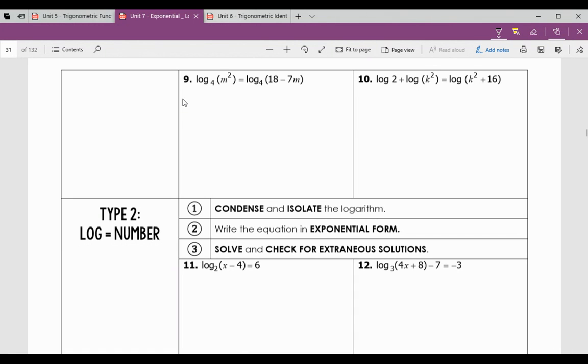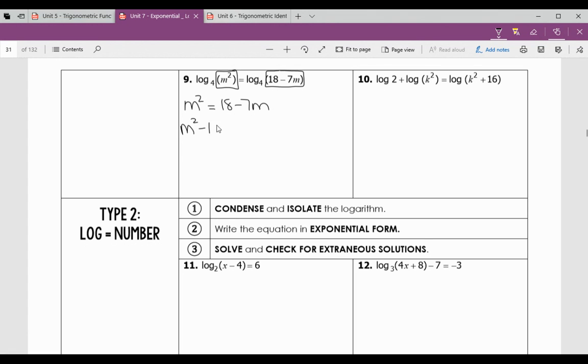All right. Do you see any properties that need to be dealt with in number 9? Do we have a multiplier that we need to put back as a power? Do you have a log plus a log or a log minus a log? So I'm ready to take these 2 values and set them equal. So m squared equals 18 minus 7m. We have an m squared. That's a quadratic. So we're going to have to set this equal to 0 and try to factor it. Hopefully it will factor. If not, your fallback is the quadratic formula.